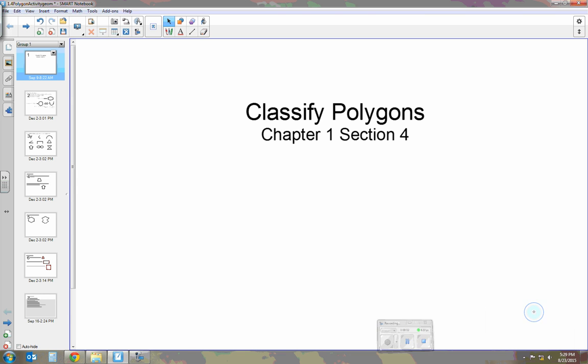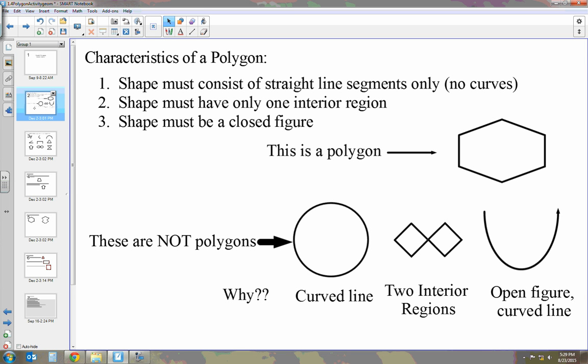to be talking about classifying polygons. It's a real short lesson discussing a few characteristics of polygons, classifying them, and a couple of vocabulary words that go along with polygons. So the first one is we have to know the 3 characteristics of a polygon.